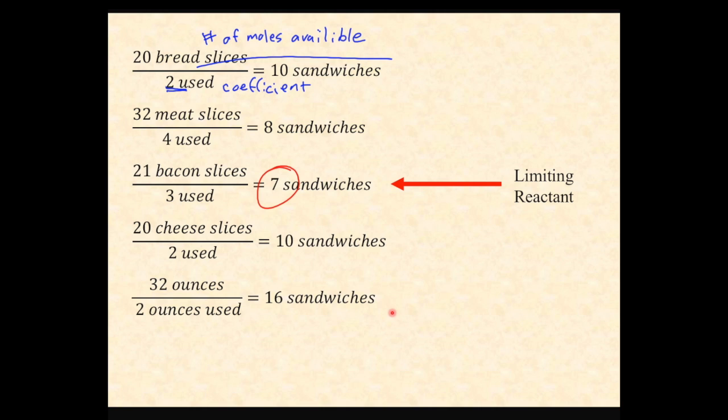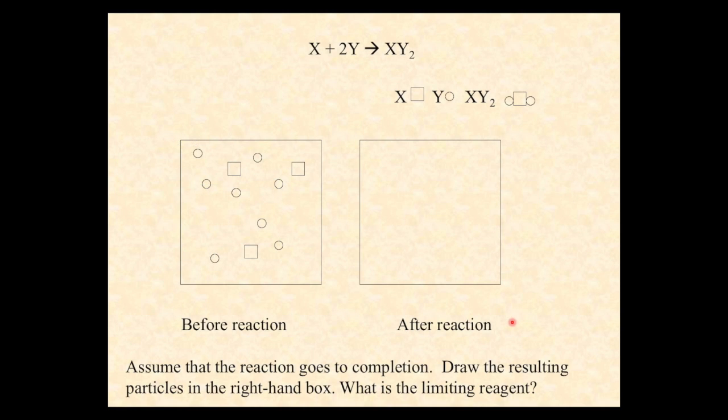Now, that is a mental way to approach these problems, but there's also a foolproof way to do it by using a little bit of stoichiometry. I had x plus 2y gives me xy2, all right? There's 2 y's and 1 x per every molecule right here. The x's are squares, y's are circles, and then my final molecule is a square with 2 circles on the side. So if this is what it looks like before the reaction, what's it going to look like after the reaction? Go ahead and pause the video and see if you can figure it out.